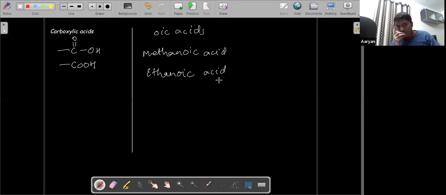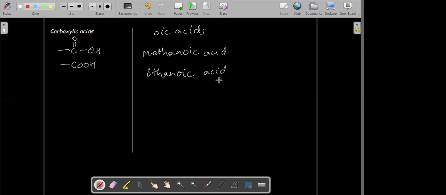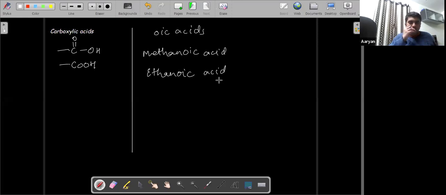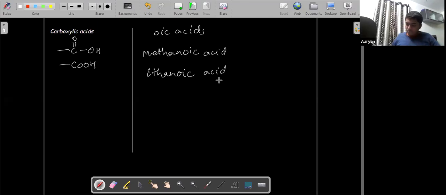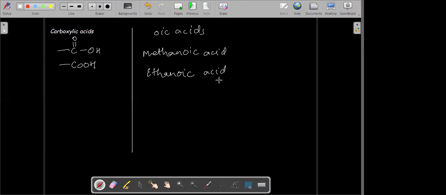Sir, that was only methanoic acid. Which one? Sir, that formula. But one of the bonds is vacant. So what should be attached over there? H. Yes, H, sir. So you should attach H over there, and hence it will become HCOOH. Okay, all right. So HCOOH is methanoic acid.